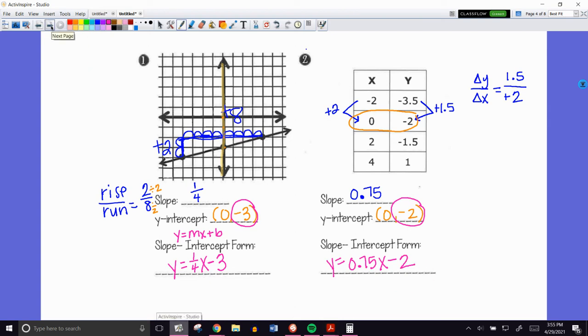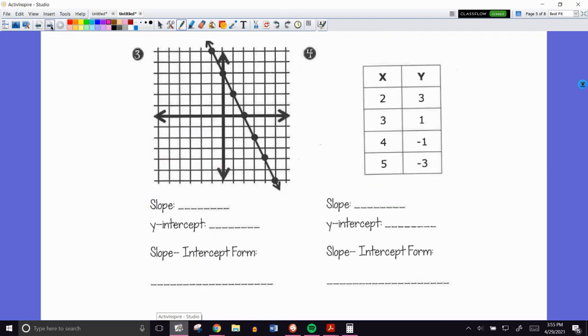Okay. I would like you to try these next two examples on your own.